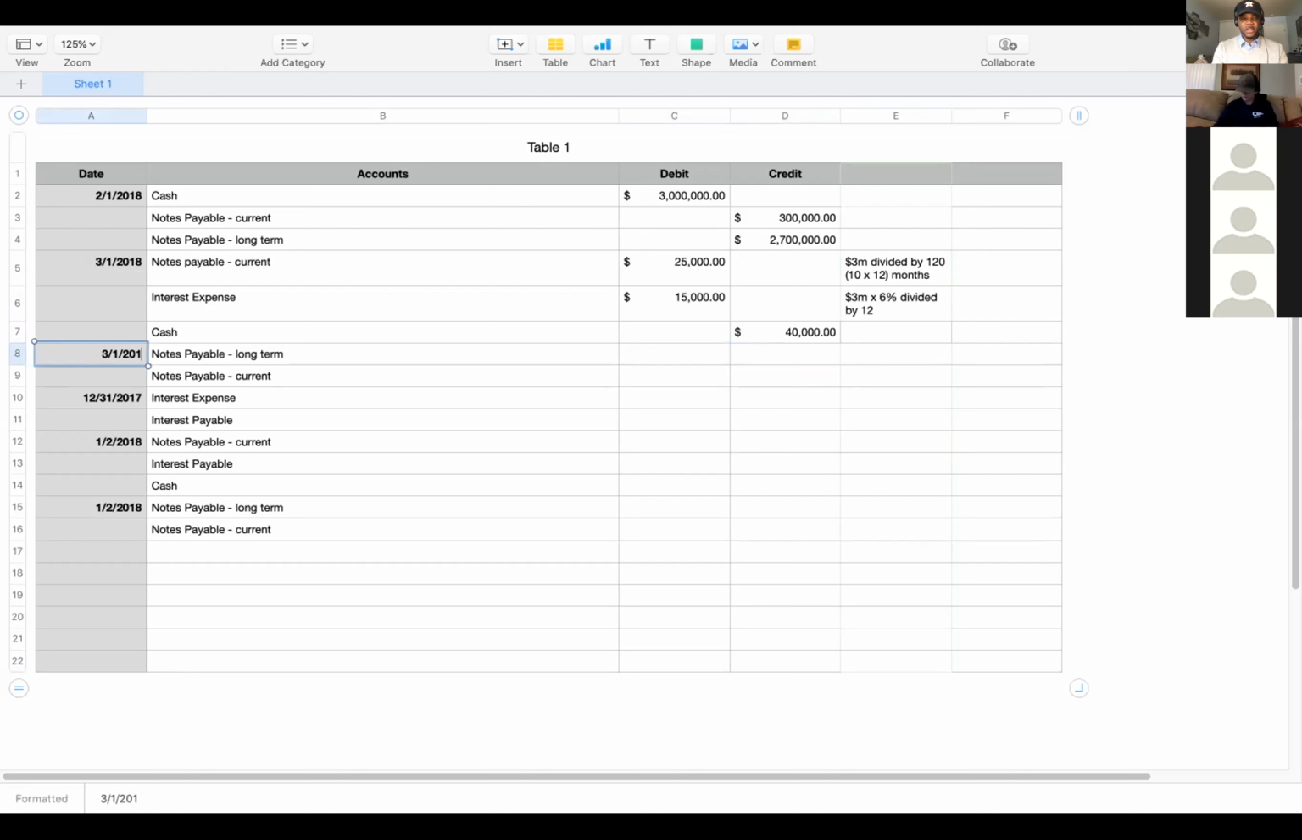Other journal entry. This is what the last group breakout room I was in was asking. Oh, yeah. So we want to make sure that our current portion always represents 12 months of principal that needs to be paid, right? Because we just reduced it by 25,000, we need to increase it by 25,000. And we'll reduce our long-term portion.